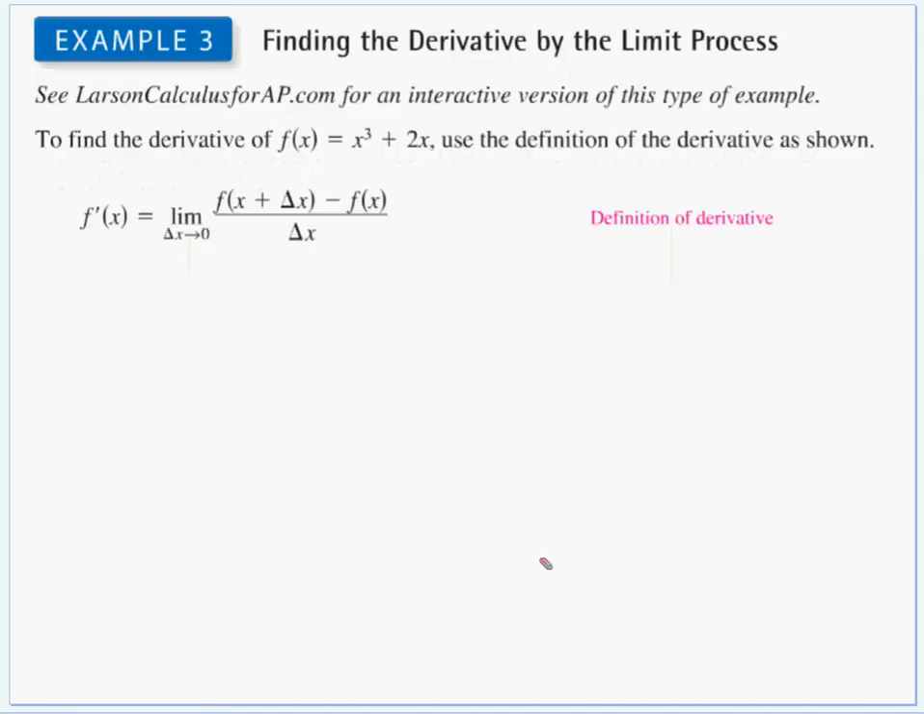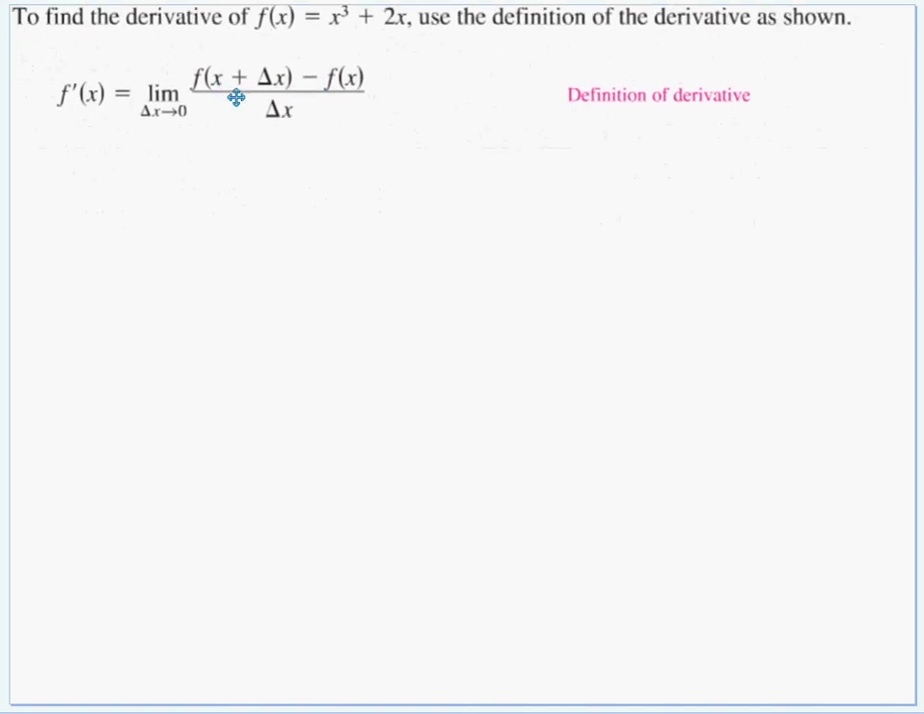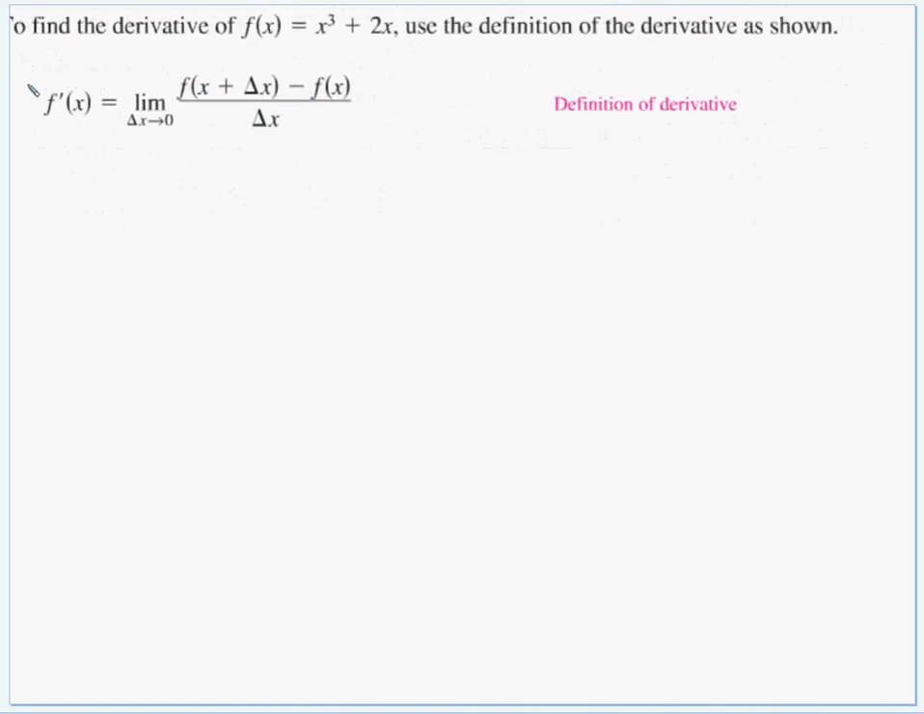And here we go. Finding a derivative by the limit process. Find the derivative of x cubed plus 2x. Use the definition of a derivative as shown. So here is our definition. F prime is the limit as delta x approaches 0 of our difference quotient. Now, I'm going to skip the limit notation here, because I will not have room. The limit is delta x goes to 0.